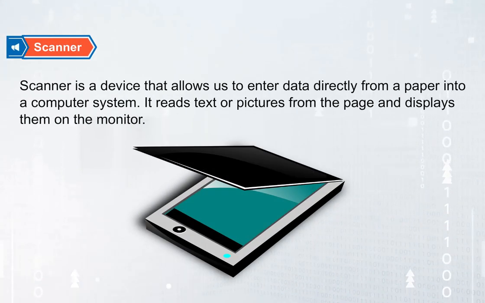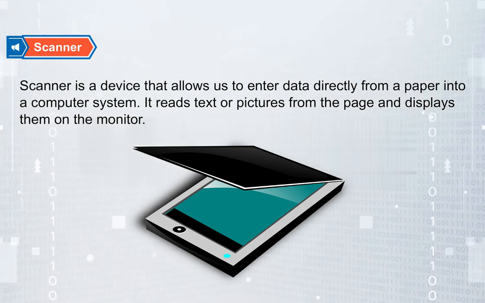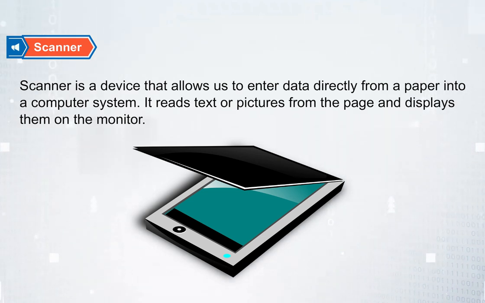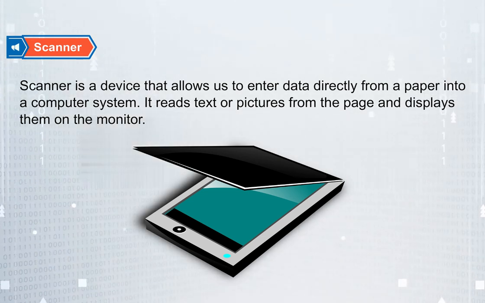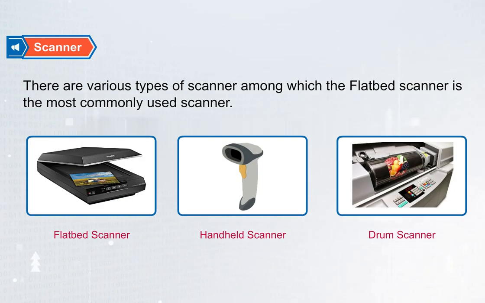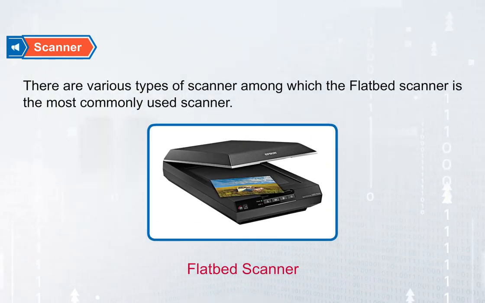Scanner. Scanner is a device that allows us to enter data directly from a paper into a computer system. It reads text or pictures from the page and displays them on the monitor. There are various types of scanner, among which the flatbed scanner is the most commonly used scanner.